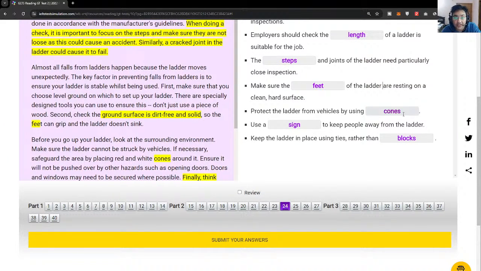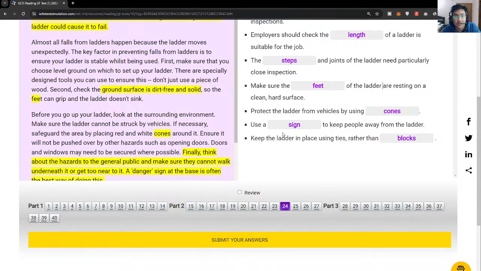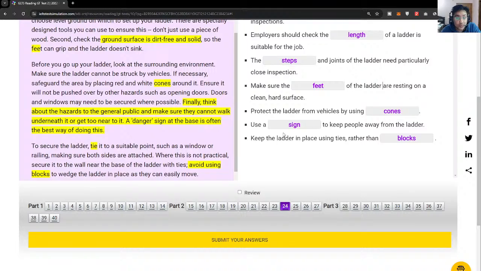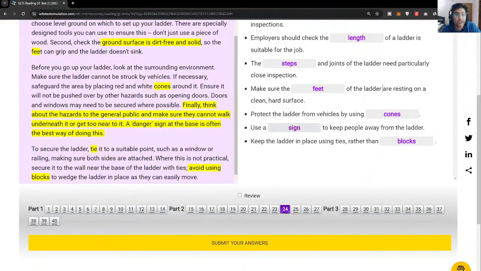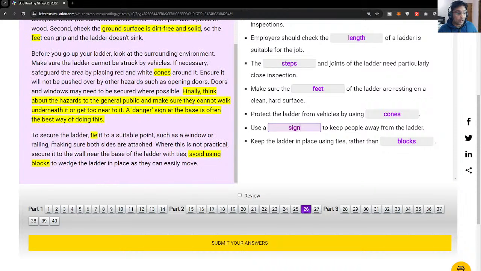Protect the ladder from vehicles by using cones. Use a sign. You cannot use the word danger alone because it says one word only. If you use danger, that alone does not make sense. What is danger? Is it a danger sign? Is it a danger tax? Is it a danger label? What is it? Sign. Avoid using blocks rather than blocks.